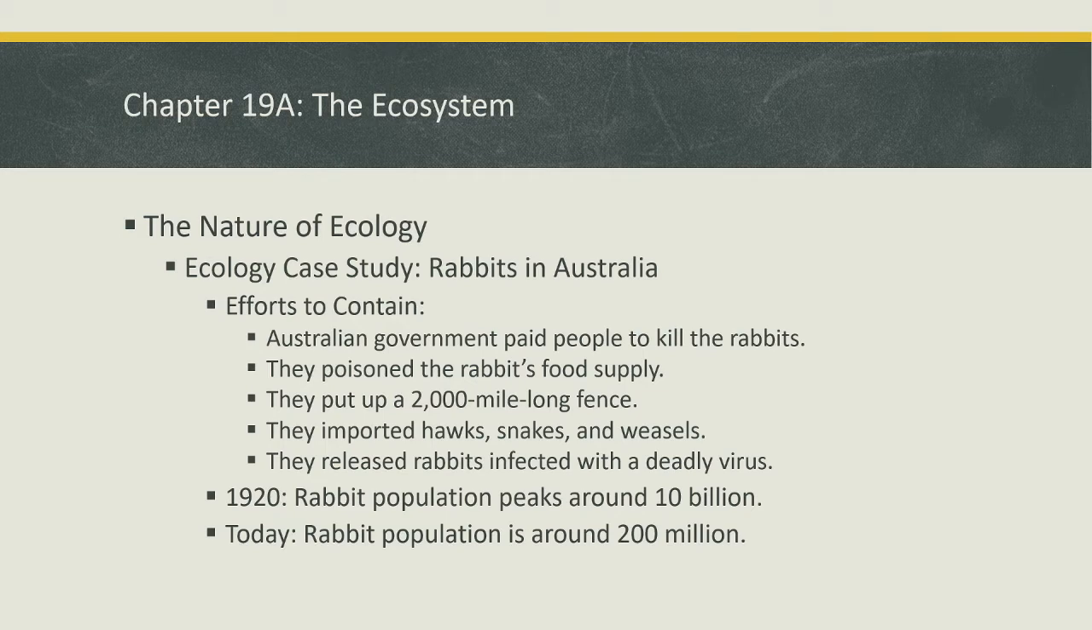It was around 1920 that the rabbit population peaked at around 10 billion rabbits in Australia. And it's a lot more under control now. Let's see. So 200 million would be 1/5 of 1 billion. So it's about 1/50th of what it was just 100 years ago, being around 200 million now.